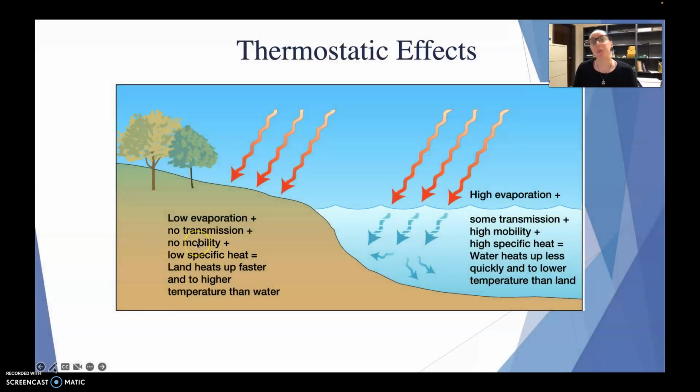Land also does not move, right? Excluding landslides or mudslides or earthquakes, land does not move on its own. Land has a really low specific heat, which means that it heats up faster and to a higher temperature than water. And on the other side here, we're looking at a body of water where there's high evaporation, some transmission of light, high mobility, so it moves around very, very easily, and it has a really high specific heat. So this means that the water heats up less quickly and to a lower temperature than land.